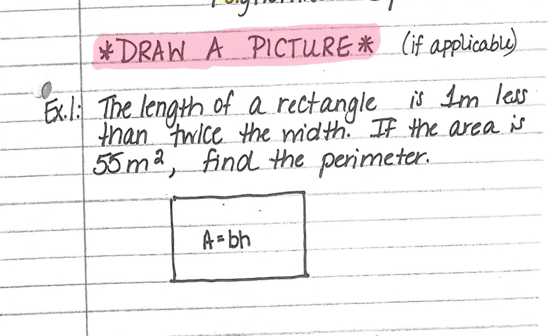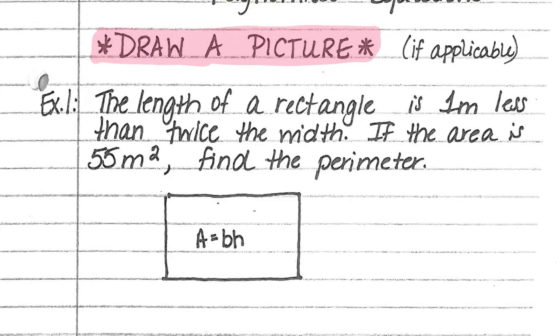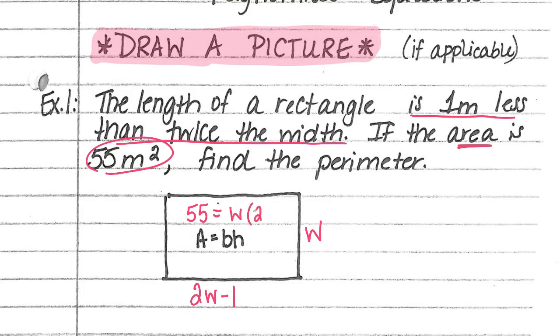Number 1, they actually called this base times height, but it is length and width. But remember, area is base times height. Area is also length times width. So it says in number 1, the length of a rectangle is 1 meter less than twice the width. If I call this W, I can call this twice the width minus 1. And then it tells me the area is 55 meters squared. So I know that 55 is equal to W times 2W minus 1. This is the equation we are going to work with.